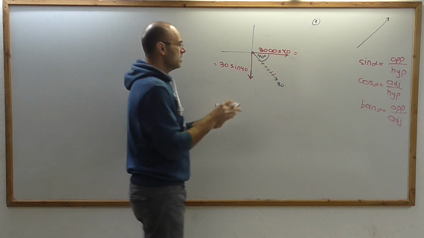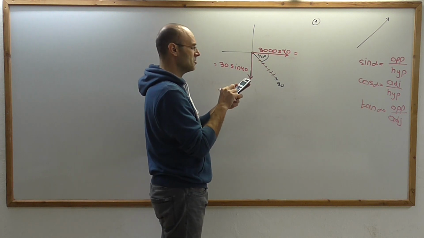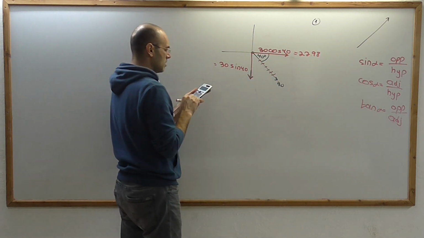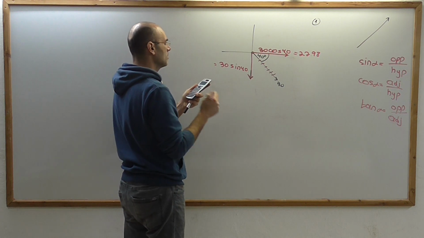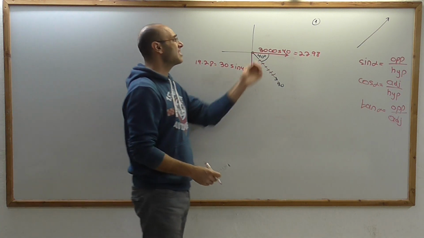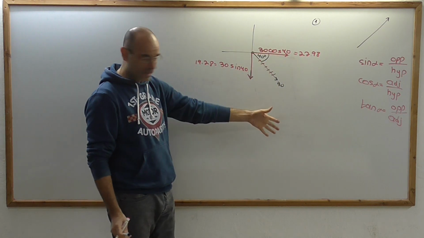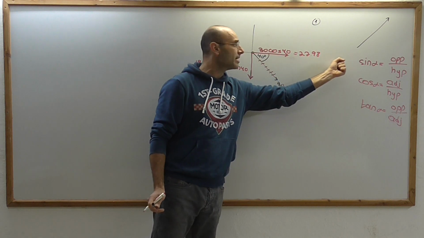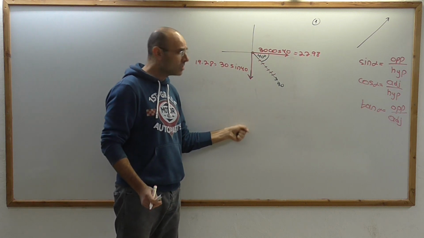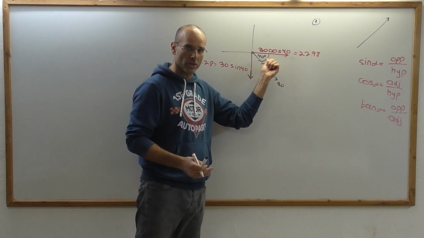We go to the calculator and we do 30 cosine 40, 22.98, and 30 sine 40, 19.28. What does it mean? It means that instead of pulling the ball with a force of 30 in this direction, 40 degrees like this, if I pull it 22.98 to the right and simultaneously 19.28 downwards, it will feel as if someone pulled it with this force in this way.